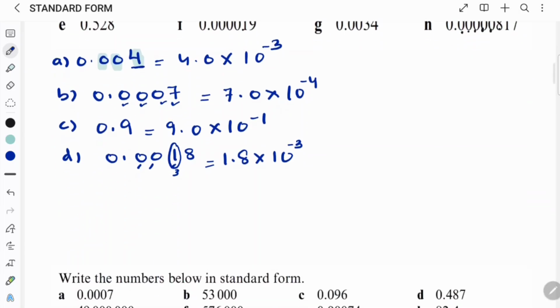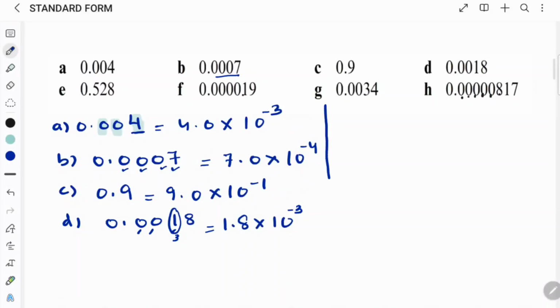Okay, now after that we have part E. Part E is 0.528. All the numbers is 0 point. That's why we are keeping the negative powers in every question. So the first place is 5. So it will become 5.28 into 10 to the power minus 1.